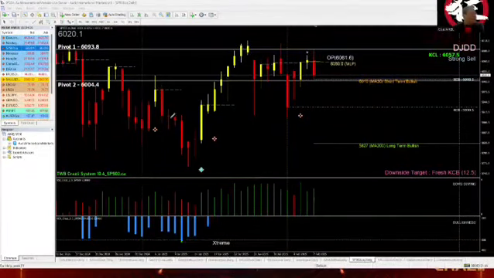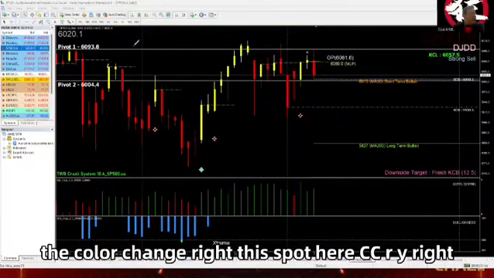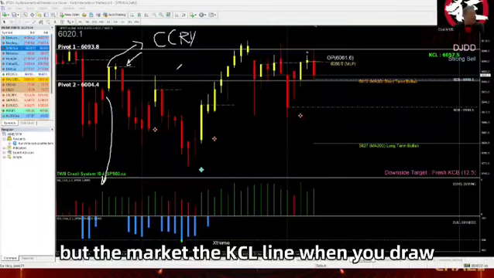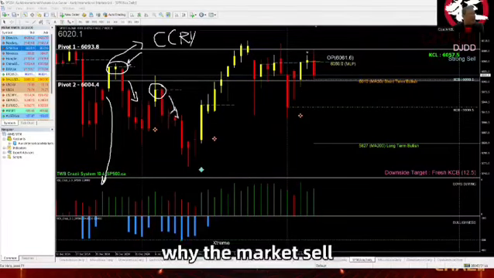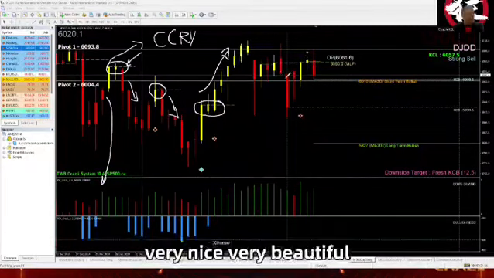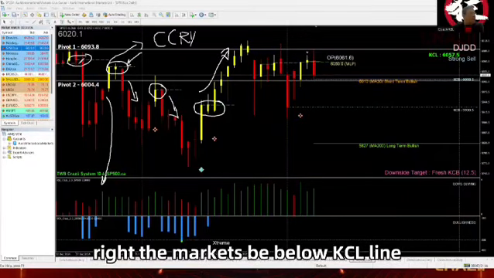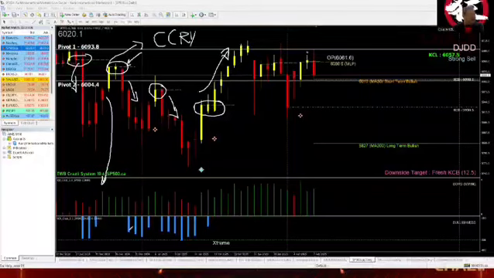Yeah. Okay. So you can see that over here, whereby there's a color change, this part here, CCRY, the KSI was green, but when you draw the KCL line, you can see the market cannot stay above the KCL line. That's why the market sells. But when the market is above the KCL line, the market goes up. Very nice, very beautiful. So same thing here. When the market is below the KCL line, the market sells down very badly. Okay, yeah, got it.